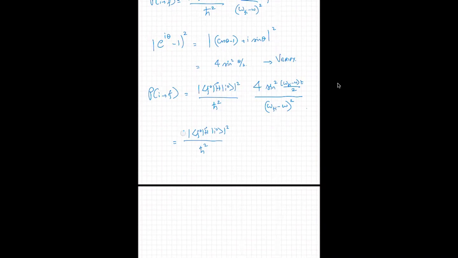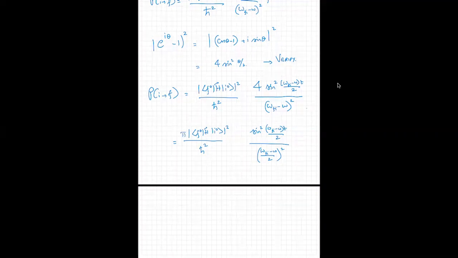Actually, I'll write it in this particular way. I'll write this as sine square of (omega_fi minus omega) t over 2, divided by ((omega_fi minus omega) over 2) square. Basically, the 4 I have written as 1 over 4 in the denominator. So basically the argument of the sine is the same as the denominator, except the denominator is squared.